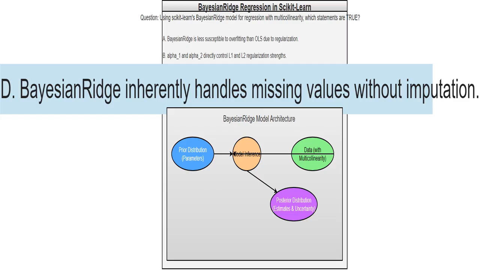Before seeing any data, I have some initial beliefs about the model parameters. These parameters define the relationship between input and output. These beliefs are represented by a prior probability distribution. For example, I might believe that the parameters are close to zero, which encourages regularization and prevents overfitting. This prior is combined with the data to obtain a posterior distribution.